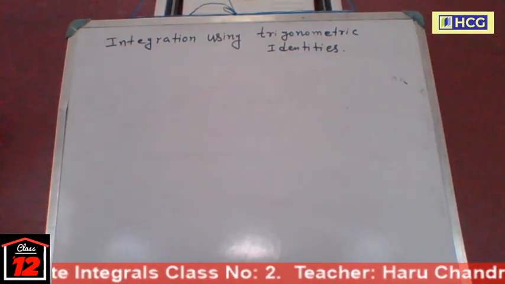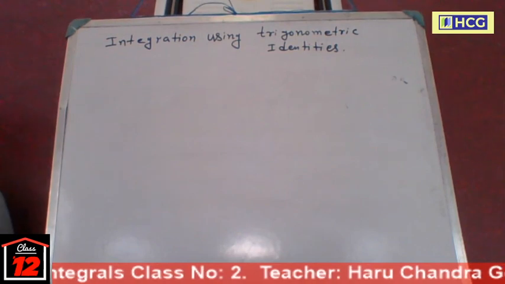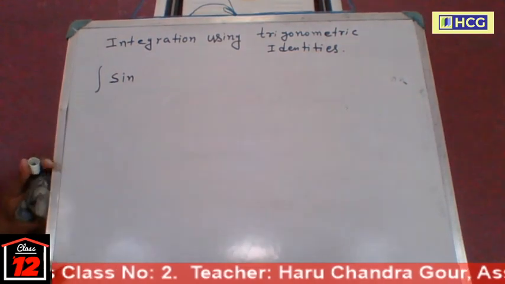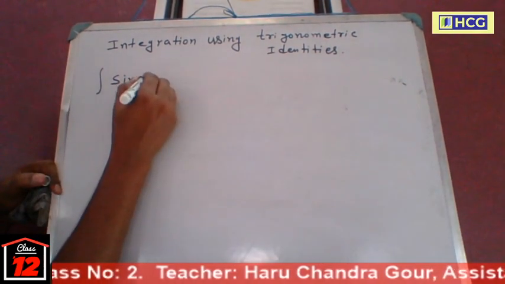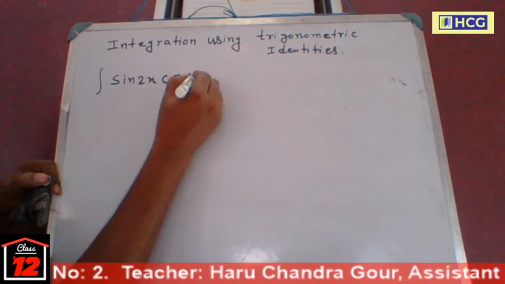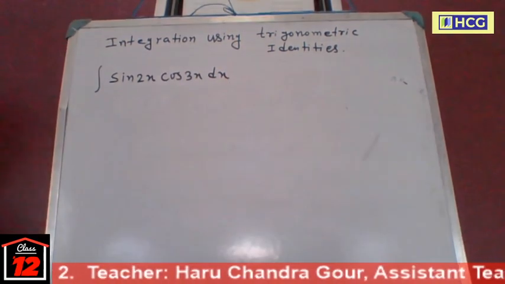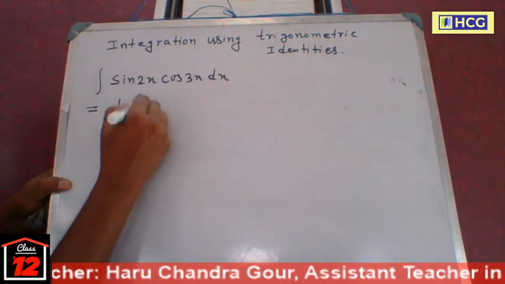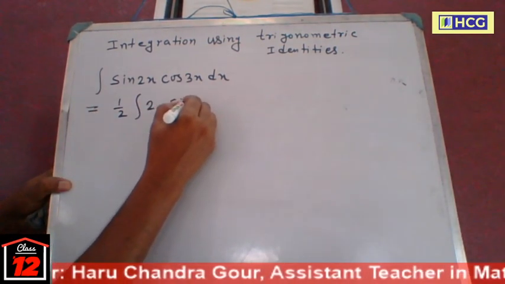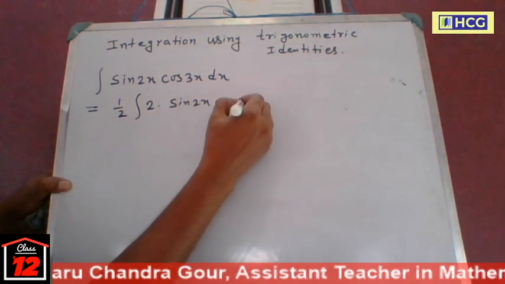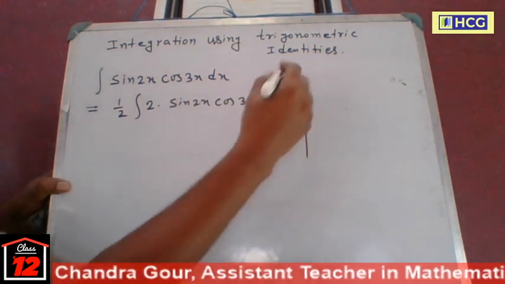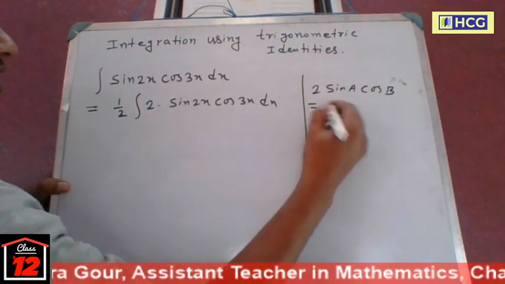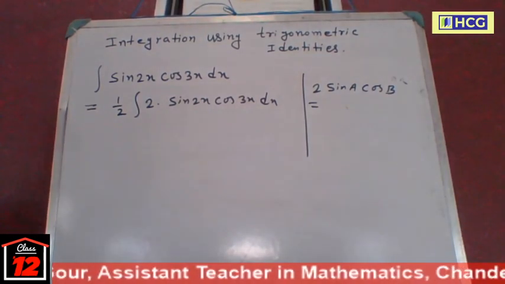Next, integration using trigonometric identities. Find the integration. Now example, find the integration of sin 2x into cos 3x dx. Now this is equal to, write half into 2 into sin 2x cos 3x dx. Now the 2 sin a cos b formula. In class 11, we read the formula 2 sin a cos b.